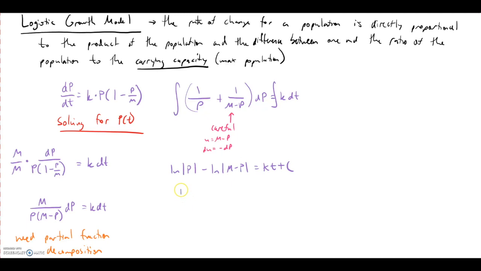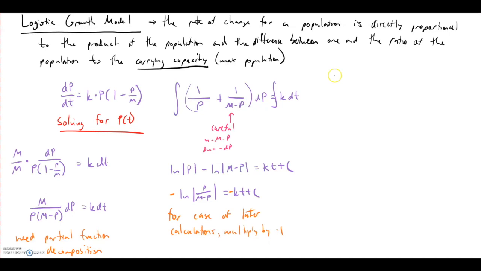Using properties of logarithms, we can condense the left side into natural log of the quantity p over m minus p and leave that equal to kt plus c. Now, just like we did earlier, we're going to take an extra step for ease of future calculations in this problem. And what we're going to do is multiply both sides of the equation by a negative 1. So that on the left side, we'll add a negative in front of that natural log, we'll add another negative in front of the k. We won't worry about a negative in front of the c because negative of a constant is still a constant.